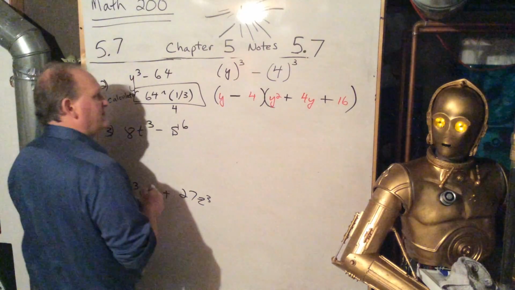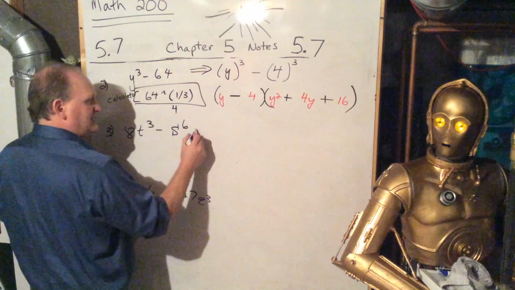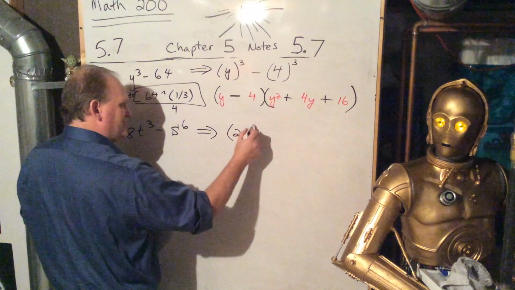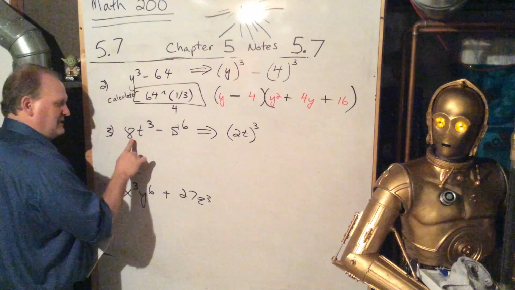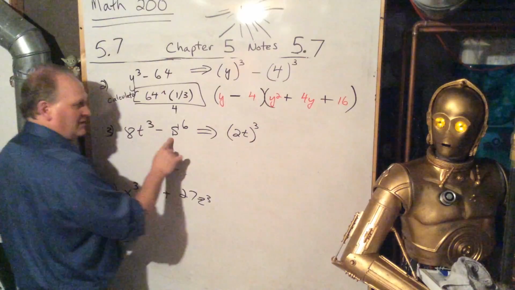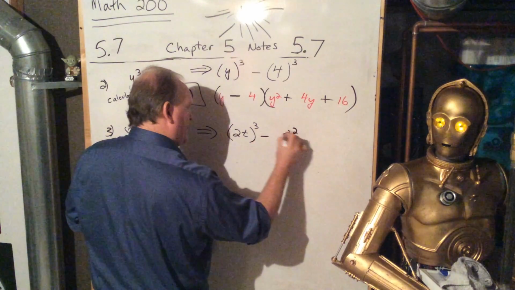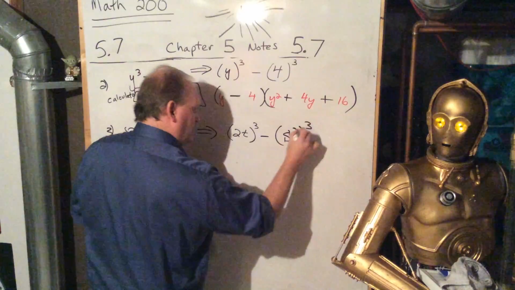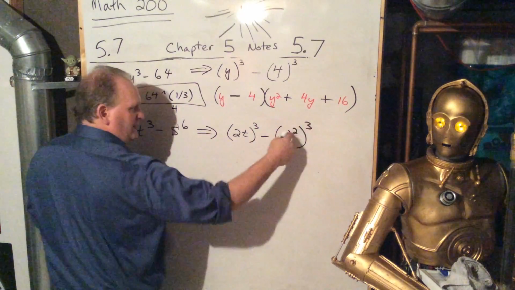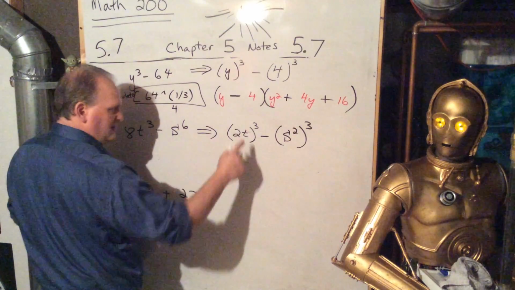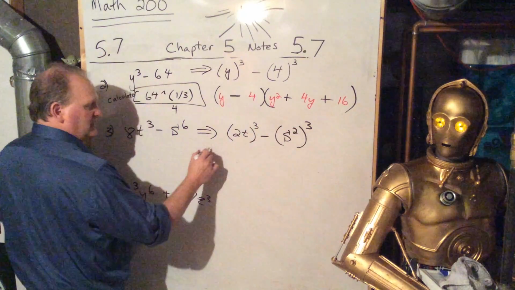So the hardest part of these is getting this busted down into, like, this is 2t to the third. 2t times 2t times 2t is 8t to the third. Minus, this is s squared to the third. Because remember, when you have a power raised to a power, you multiply. So a 2 goes there times a 3 there. We always want them as perfect cubes.